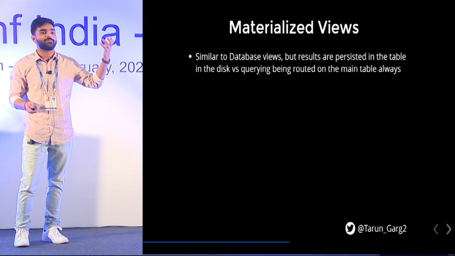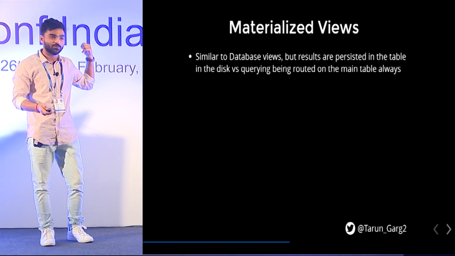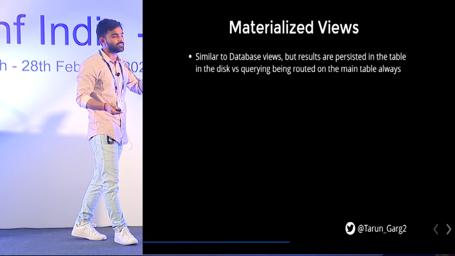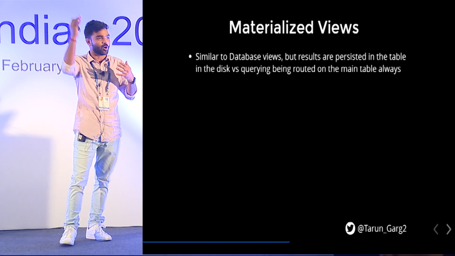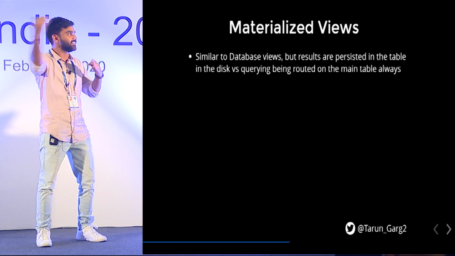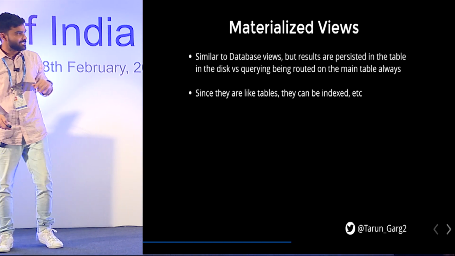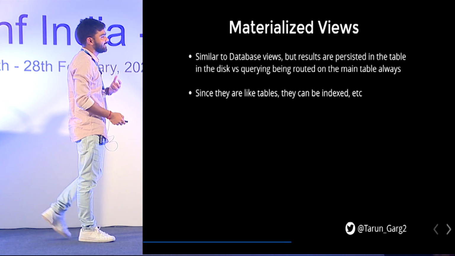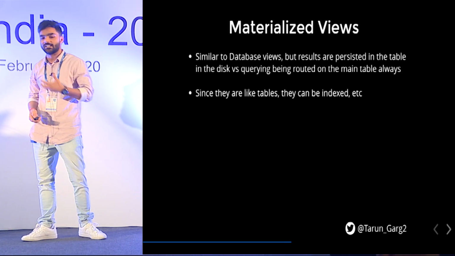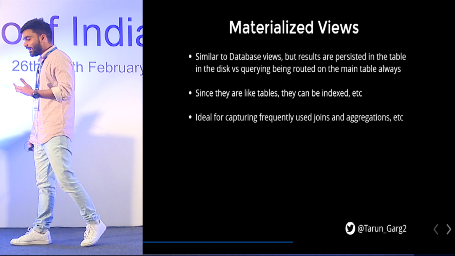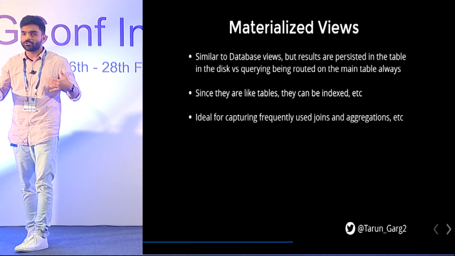They create a table out of your main table, while normal views are just a view layer over the top of it. When you query the normal view, the query still routes to the main table, while in the case of a materialized view, it is not the case. Since they are like tables, they can be indexed, vacuumed, partitioned, etc. And we figured out that materialized views are not performance optimization techniques.